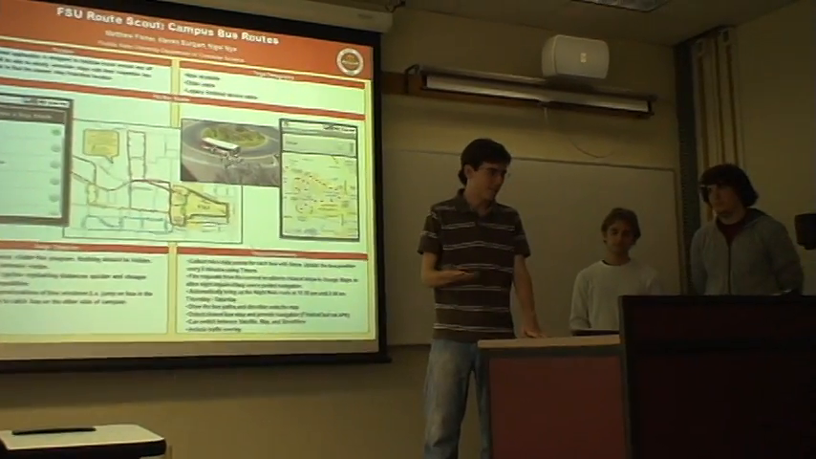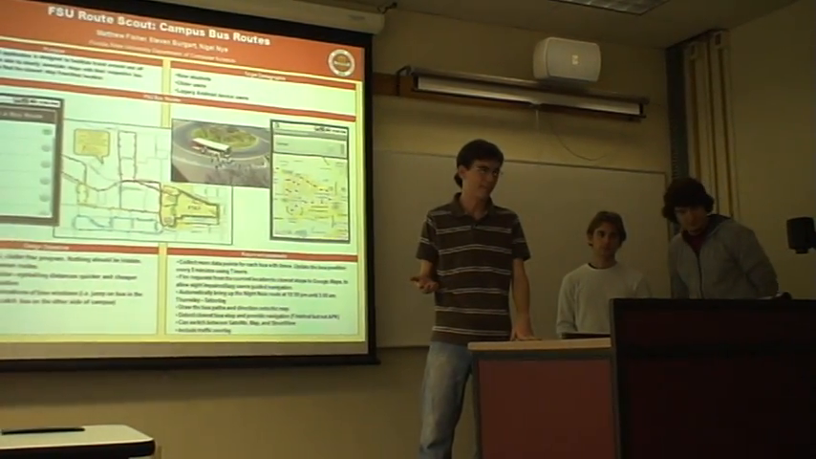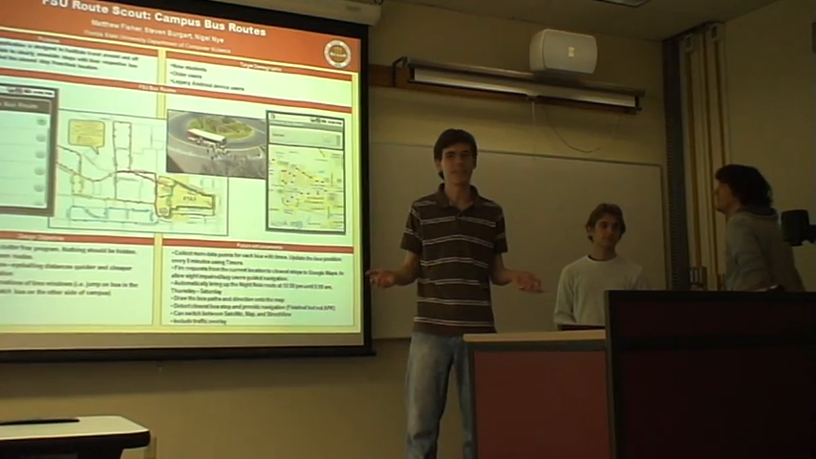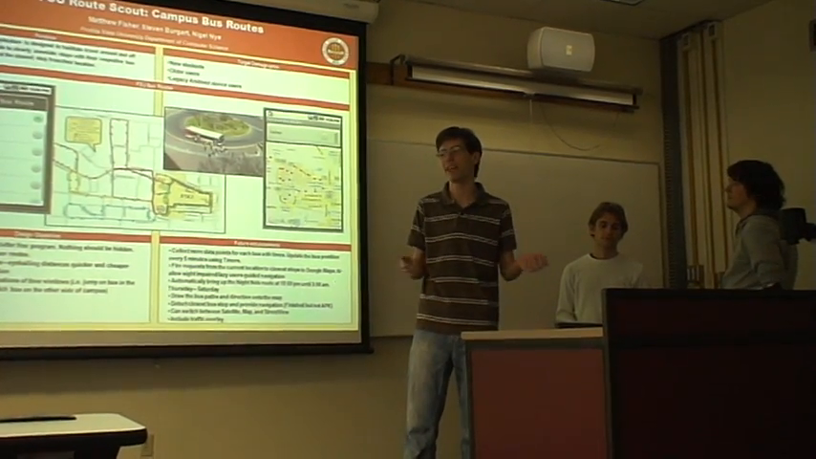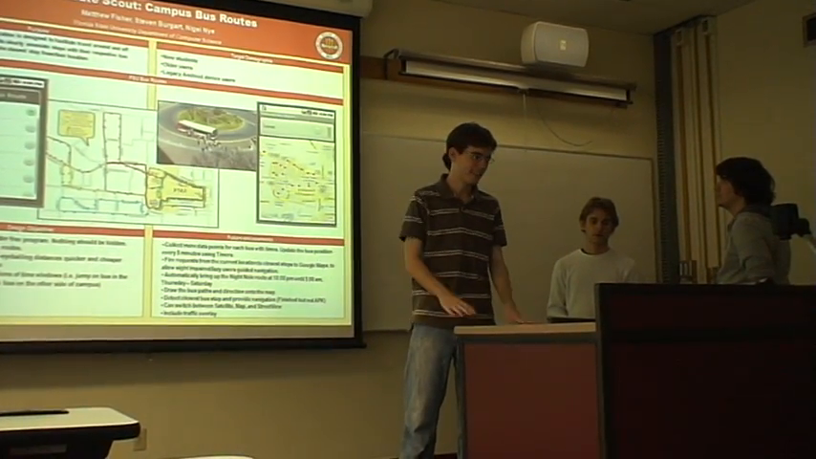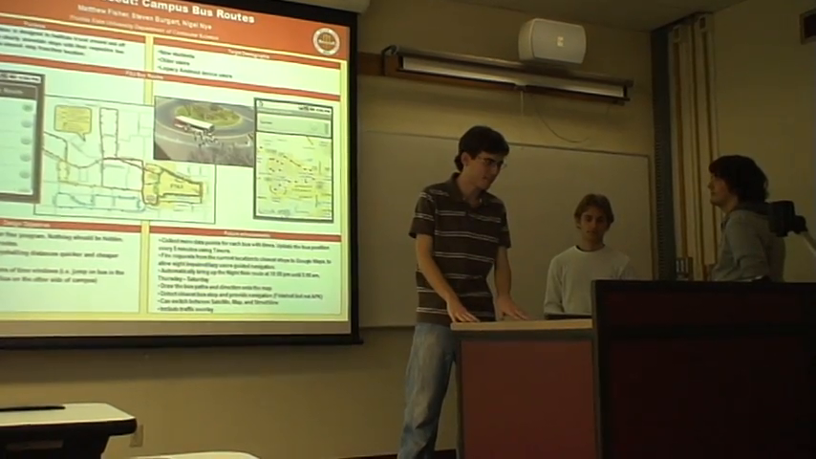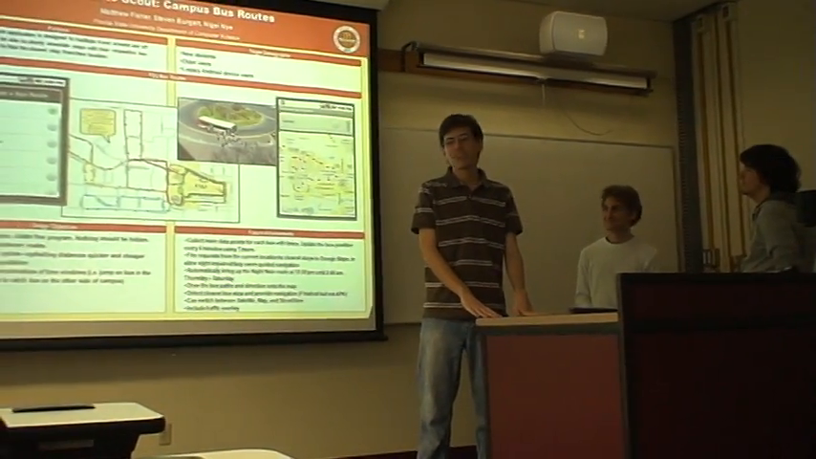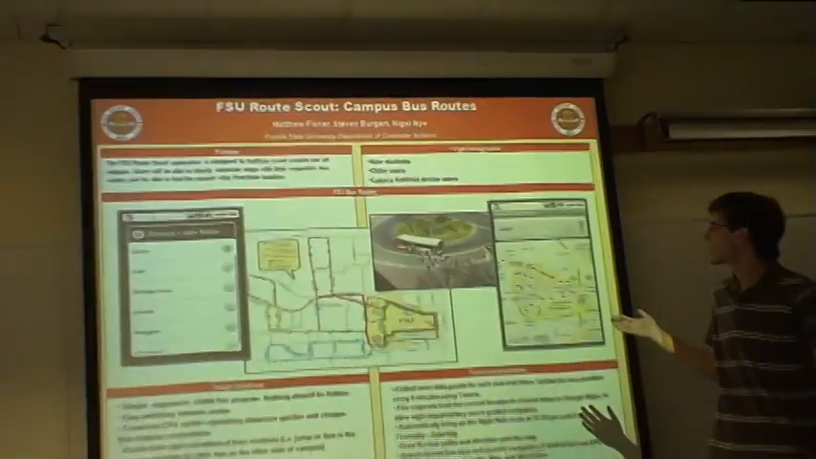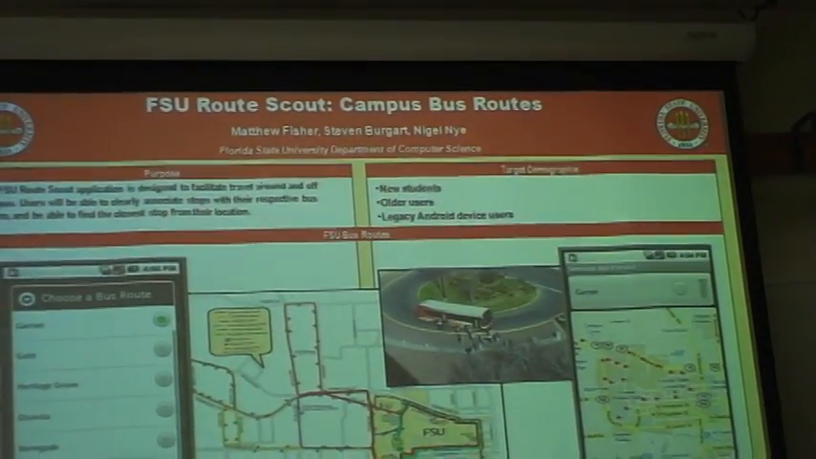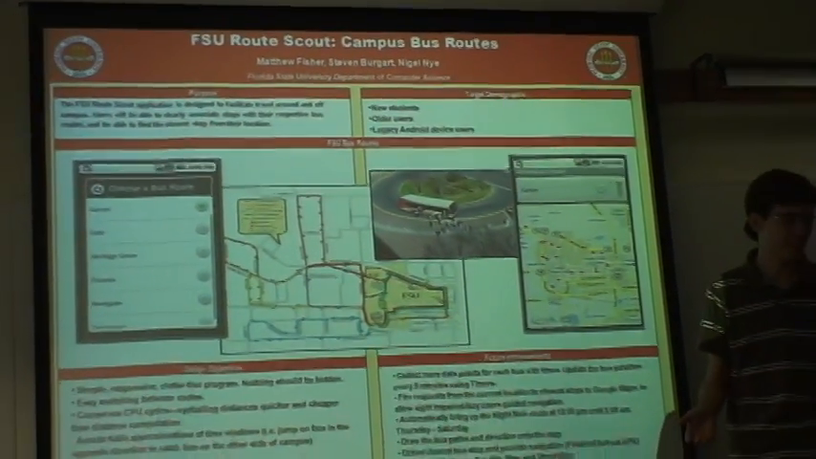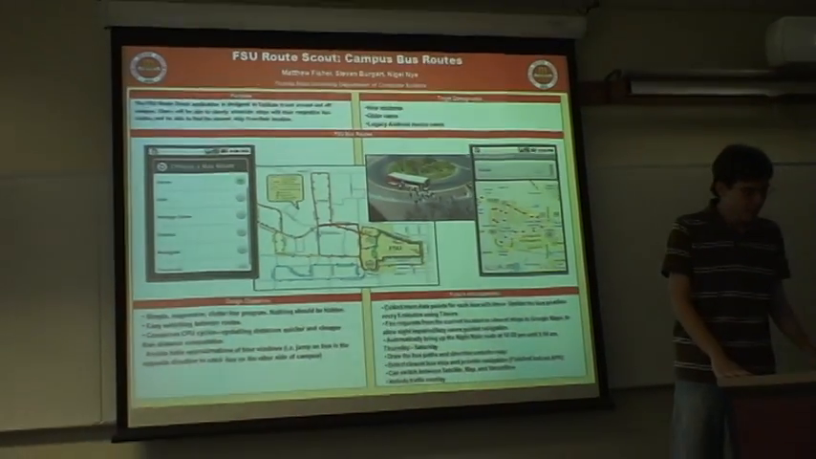I'm sure everyone here has ridden the transit system, but it can be kind of confusing at times. You get lost, you don't know where the buses are, you have to check, and then it gets confusing. Then you jump on the wrong bus, you don't know what to do. Well, we created a solution for that called FSU Route Scout. Basically, it's a helper program that will assist you in getting around campus through the transit system.